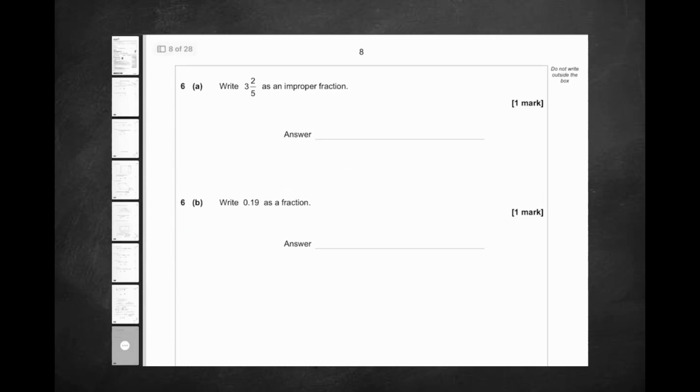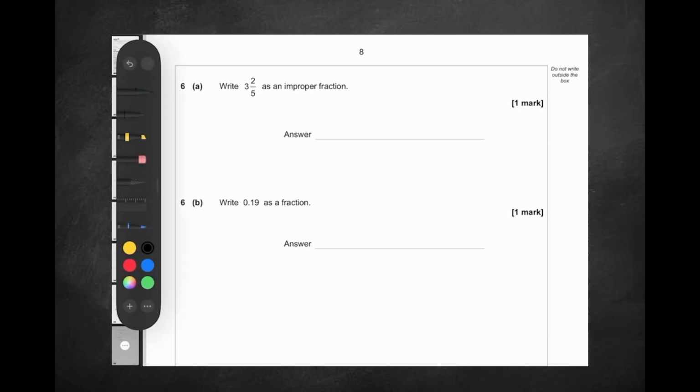Question number 6. Write 3 2/5 as an improper fraction. So 3 is the same as 15 over 5. So our answer is going to be 15 over 5 plus 2 over 5, which is 17 over 5. And part B, write 0.19 as a fraction. 0.19 is the same as saying 19 out of 100.